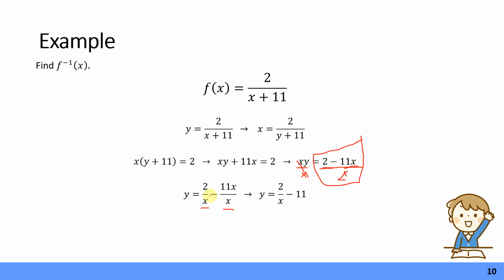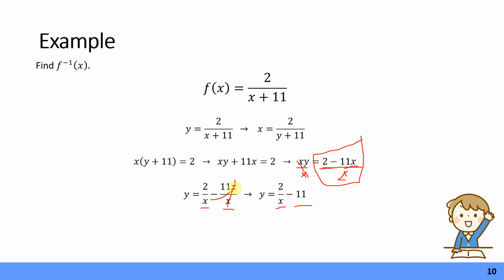Okay, the next thing we have to do, and this is just the final thing, right? 2 divided by x, nothing cancels out, so it just stays as 2 over x. Now here we have an x over an x, so those actually cancel out, leaving me with just minus 11 on this side.